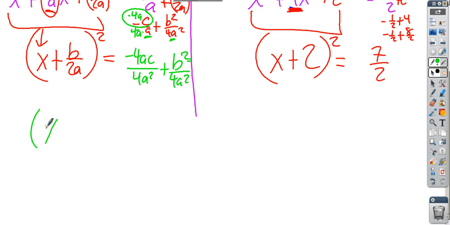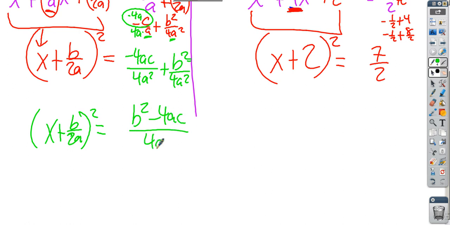Okay, then let's just combine that into a single fraction. So we would have x plus b over 2a squared, and then I'm just going to reverse the order. I'll put the b squared in front, and then the minus 4ac coming second, and it's still all over 4a squared. Okay, back to the numbers. How do we complete the square? We square root. We already completed the square.